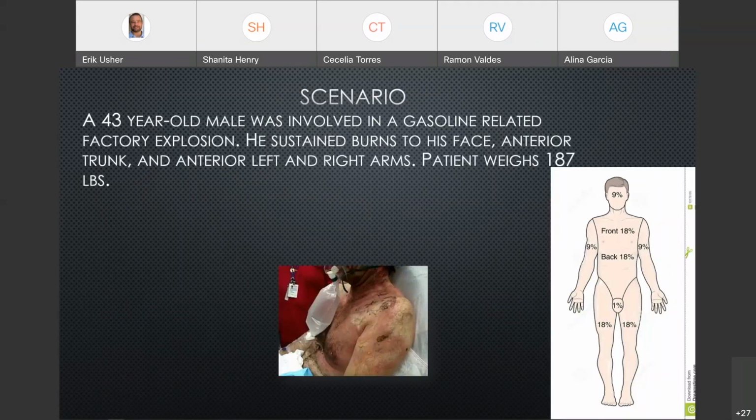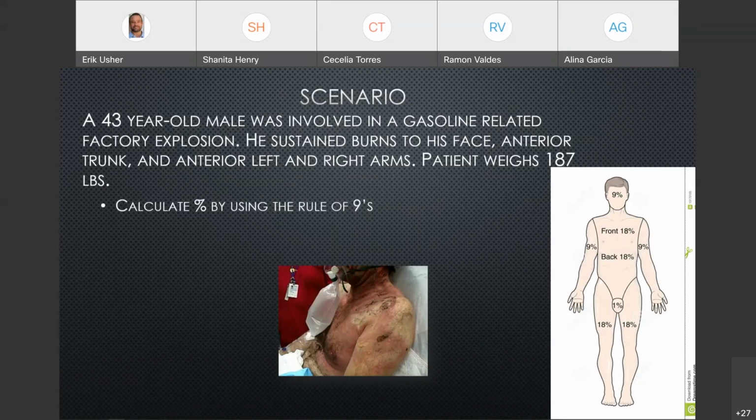All right, here's a scenario. A 43-year-old male involved in a gasoline-related factory explosion. This is a classic question you're going to get. So burns to his face, that's 4.5%. Anterior trunk, that's 18%. Anterior left and right arms, that's 4.5% each, so that's 9%. And he weighs 187 pounds.